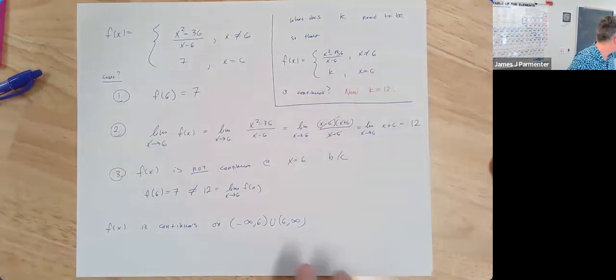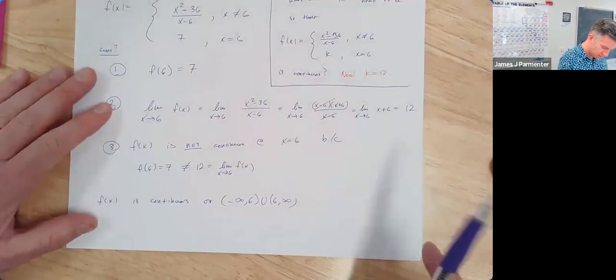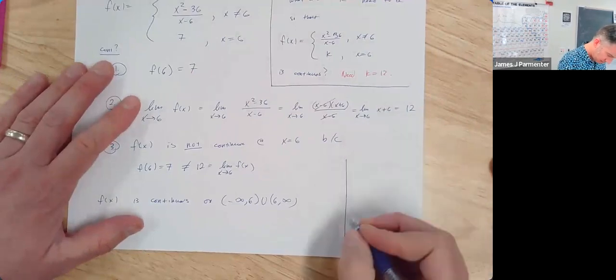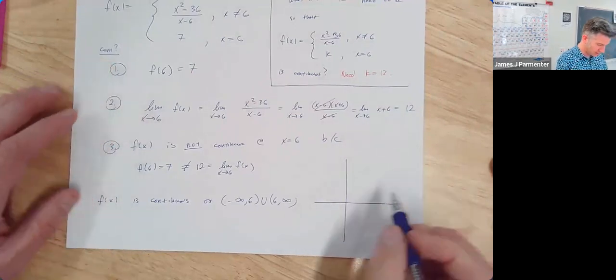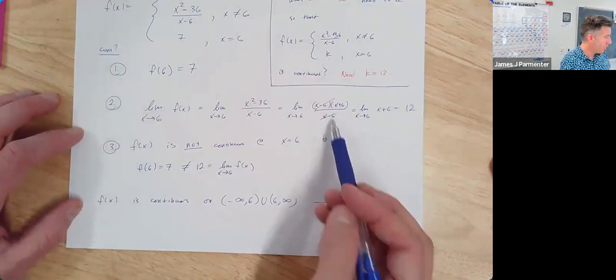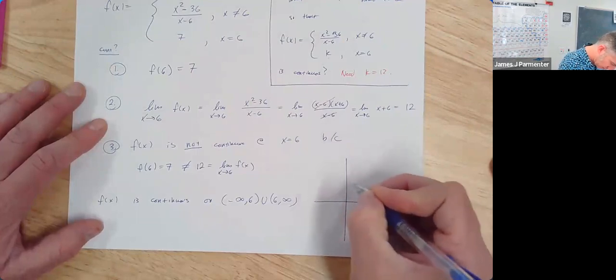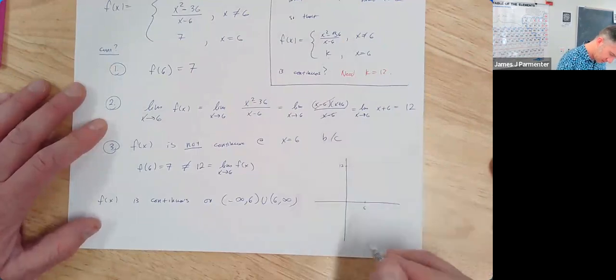This is an example of what's called a removable discontinuity or a point discontinuity. If we were to graph the original function, the original function looks really like the line y equals x plus 6, except we have a hole at 6. So there's 6, there's 12, 6.